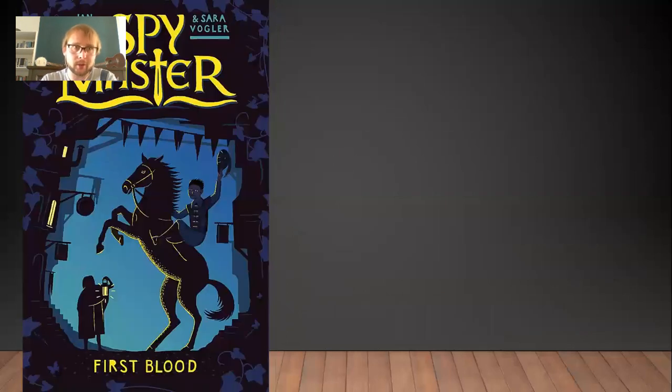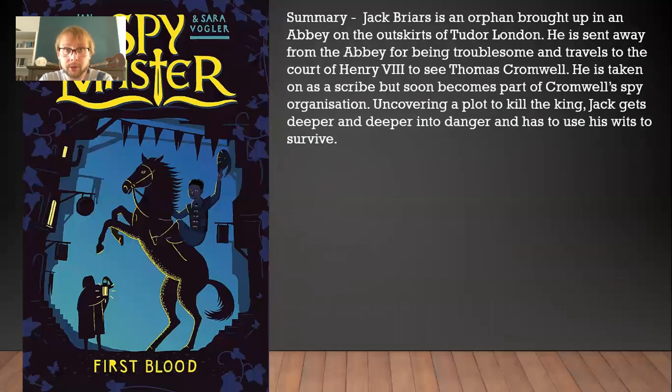Speaking of the other 2 books, the second of my 3 books, Spymaster First Blood, we read that in the spring term with the Year 5s. Again, start by writing out your summary. So the summary in this case is Jack Briers, an orphan brought up in an abbey on the outskirts of Tudor London. He is sent away from the abbey for being troublesome, and he travels to the court of Henry VIII to see Thomas Cromwell.